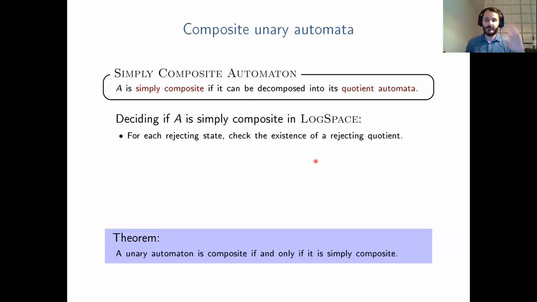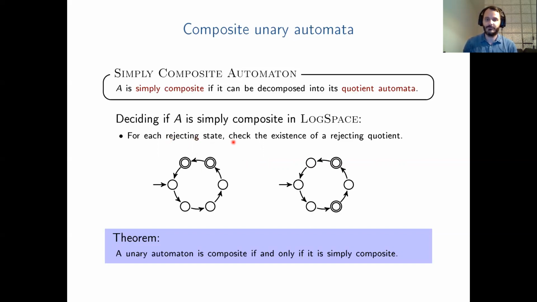So what we know is that the language of A is included in this intersection by definition of the quotient automata. So the only thing that remains to check is whether the words rejected by A are rejected by its quotients. For every rejecting state of A, we will check whether there exists one of the quotients that rejects the corresponding word. Let's see that with an example.